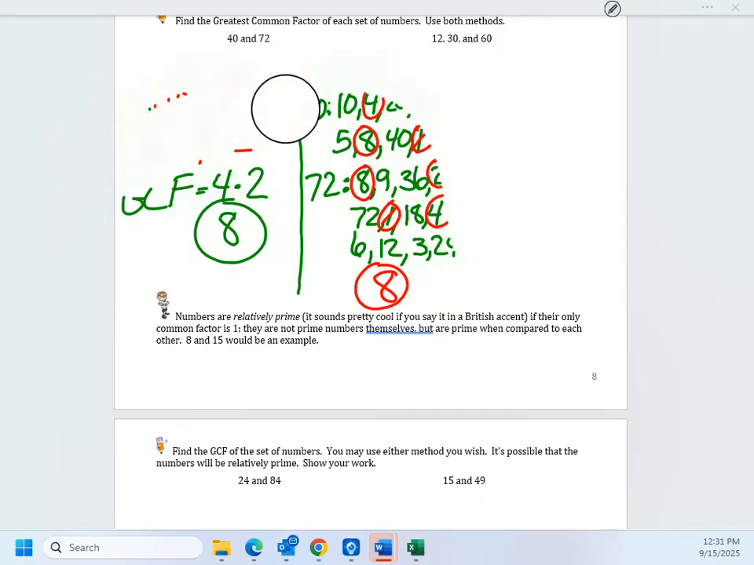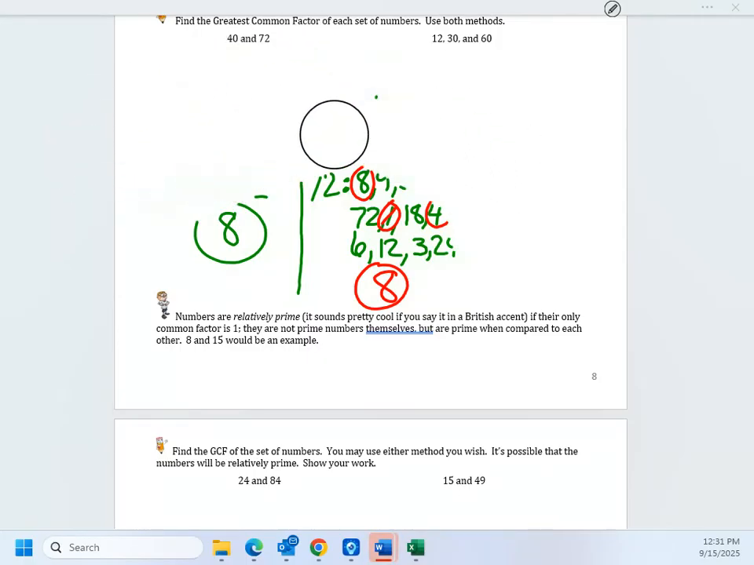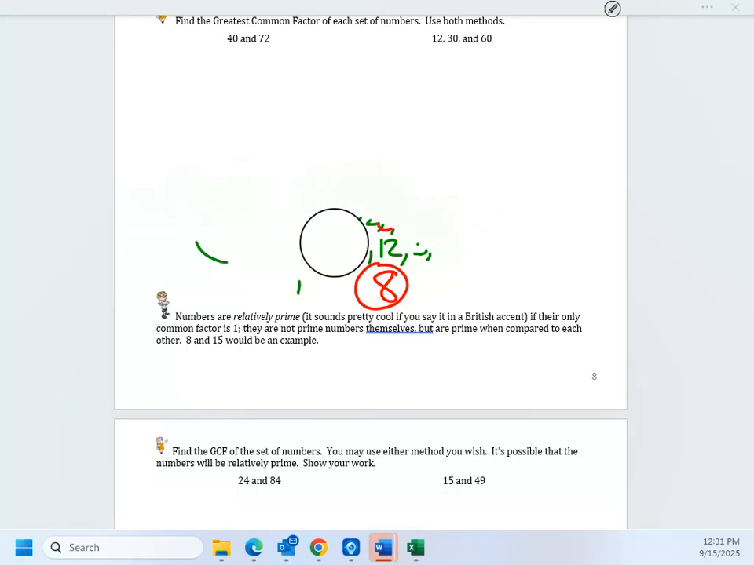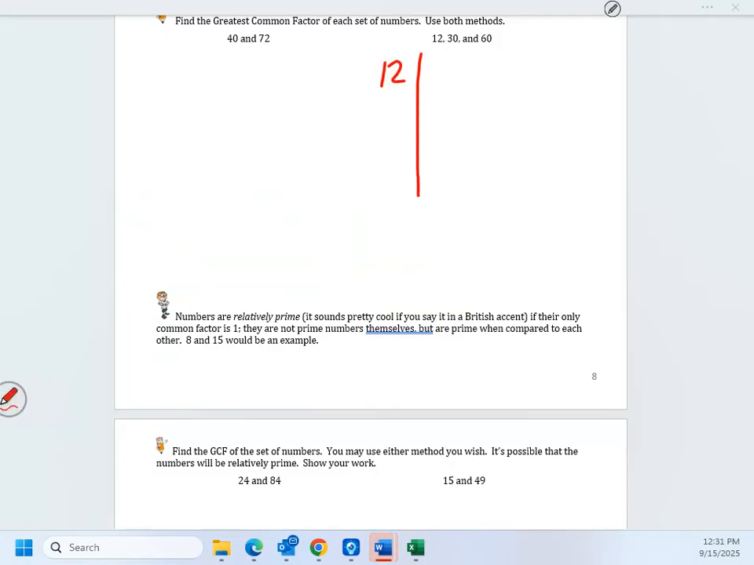Let's try using the table method for 12, 30, and 60. If we were to list them all, we would list them the same way, circling the one that all 3 had in common, and find the biggest number that all 3 have in common. Well, let's see how we do it with the table method. So we're going to make a table. So we have 12, 30, and 60. What number can I divide out of all 3 of them? Clara? 6.